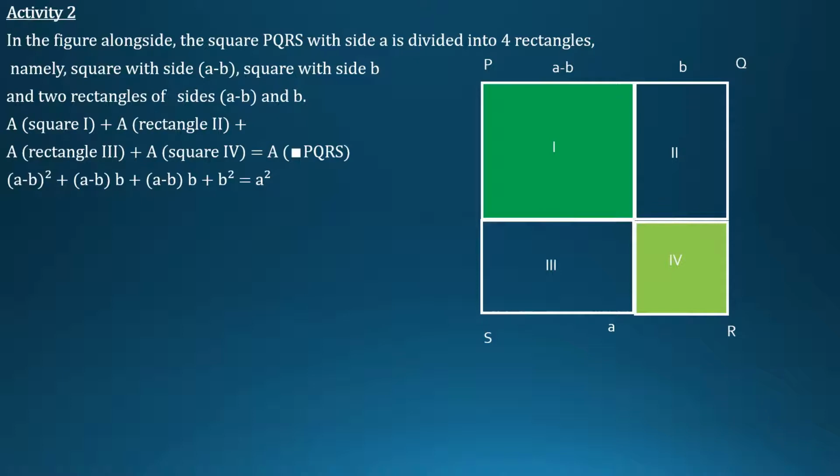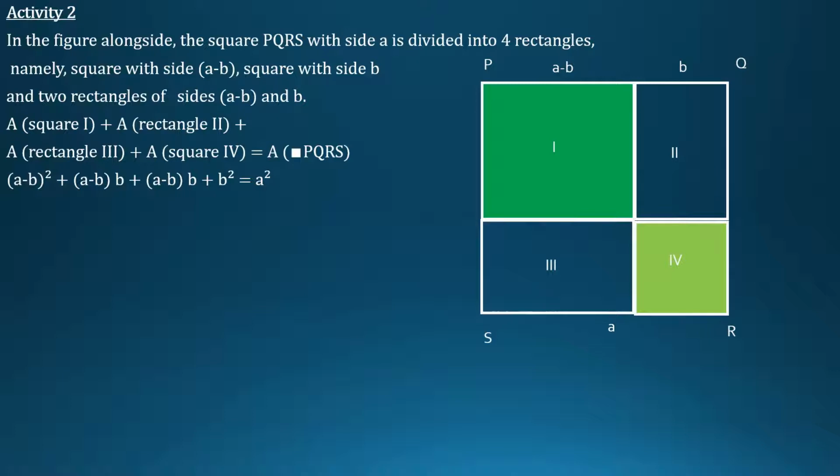area of rectangle 2 has length B and breadth A minus B. So it will be length into breadth, which will be (A minus B) into B, plus area of rectangle 3, which has length A minus B and breadth B. So it will be (A minus B) into B again, plus area of the fourth square, which has side B, so it will be plus B square.